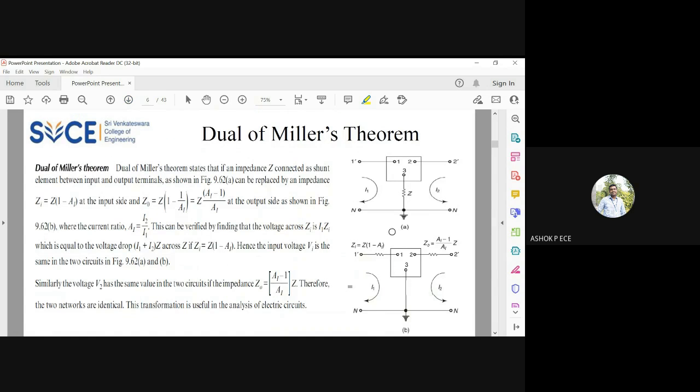Now, dual of Miller's theorem. The dual of Miller's theorem states that if I have a shunt component, a component common to input and output, like this, see, Z is present common to both input and output, right? So I can split this Z separately for input, and I can split this Z separately for output. Okay, that is the dual of Miller's theorem.